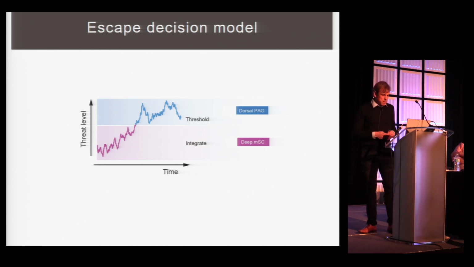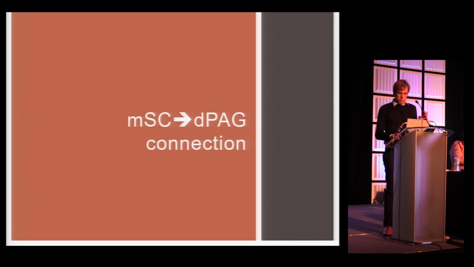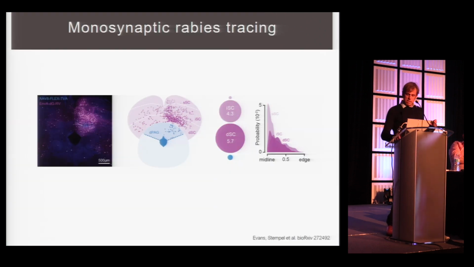And so what we wanted to do in the last group of experiments was to check if the superior colliculus is indeed directly connecting and directly passing information to the periaqueductal gray. So the first thing we did to check this was to do monosynaptic rabies tracing.